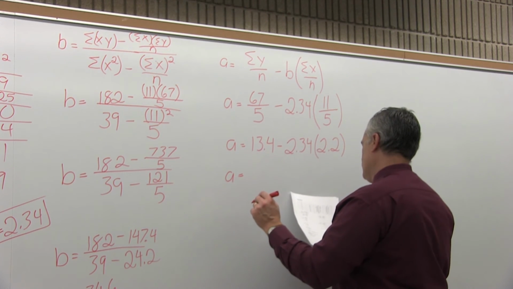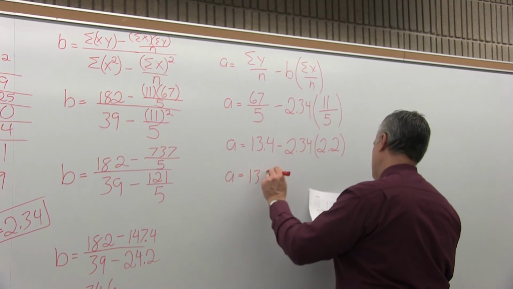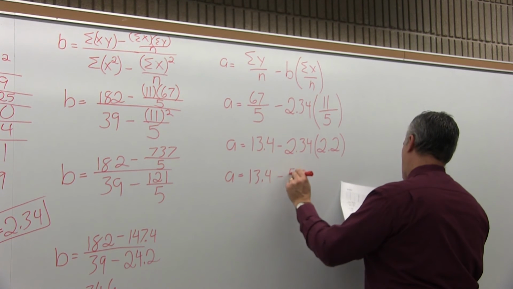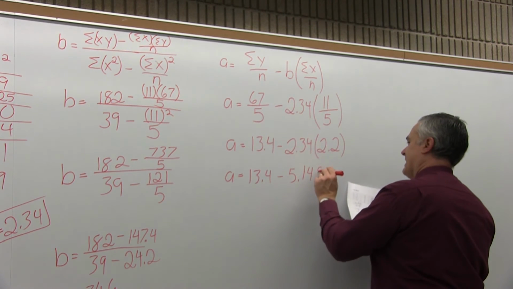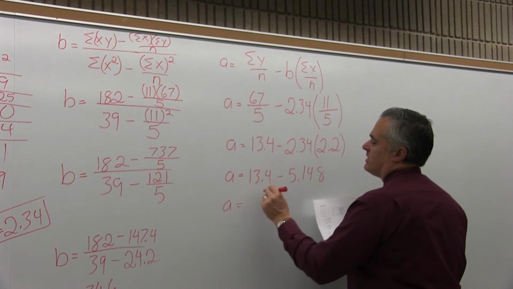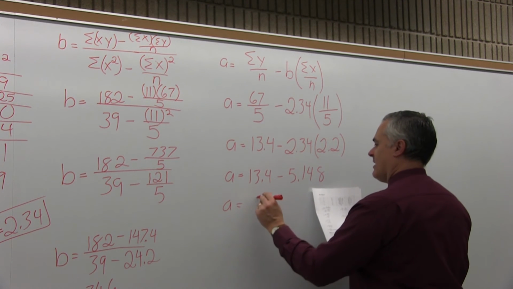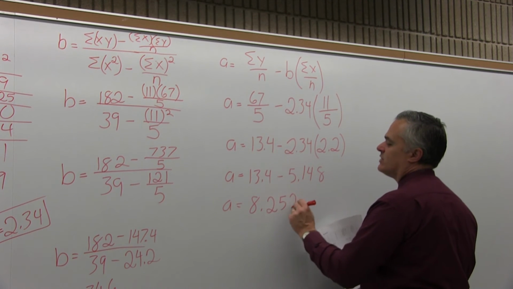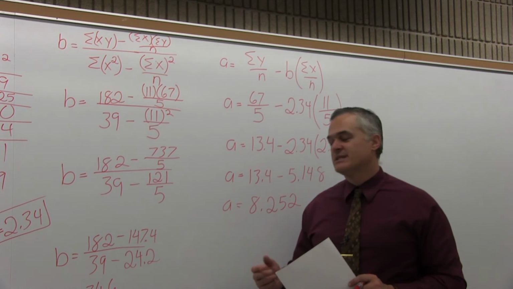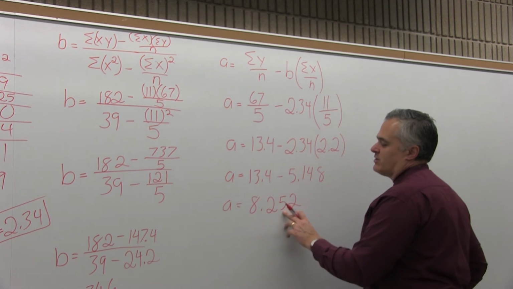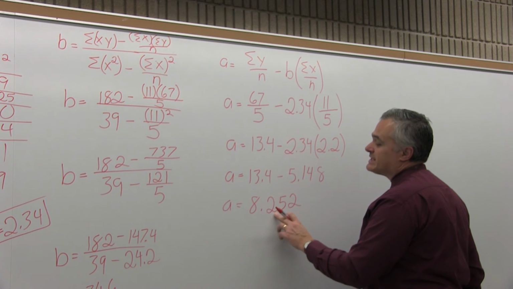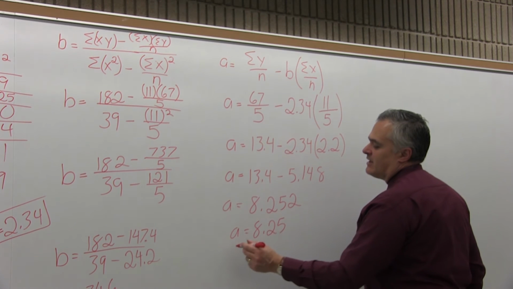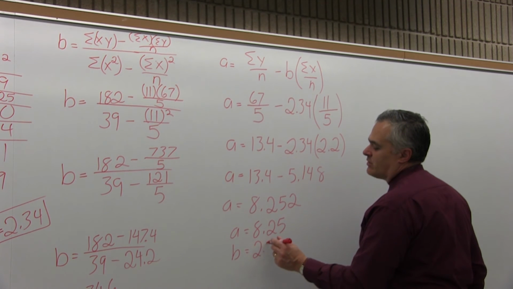So a equals 13.4. Now when I multiply 2.34 times 2.2, I get an answer of 5.148. And when I subtract 13.4 minus 5.148, I get a is 8.252. And again, since I had been going to 2 places after the decimal, the third one out, the 2, isn't quite big enough to make it an 8.26. So let's say a is 8.25. And if you remember from before, b was 2.34.